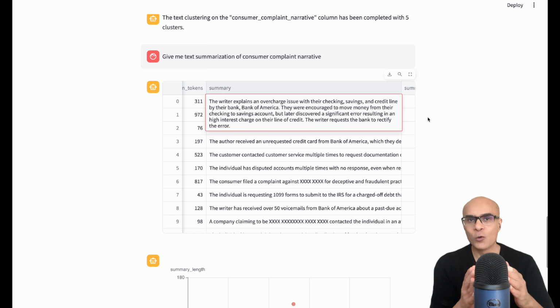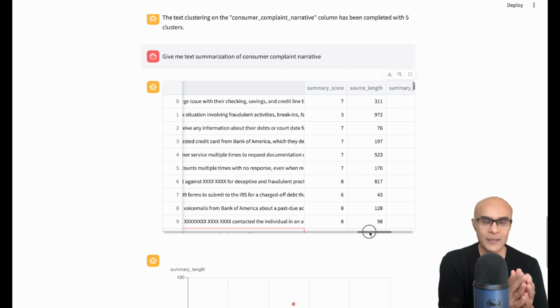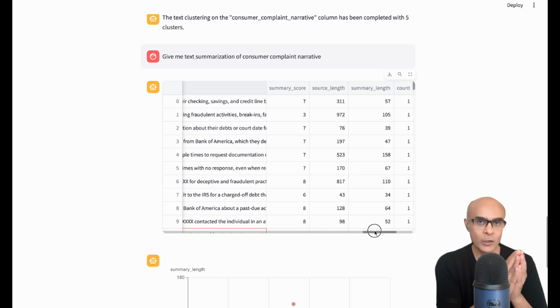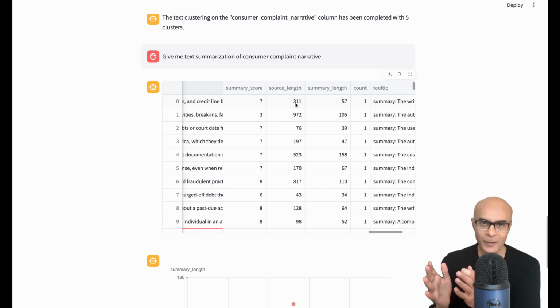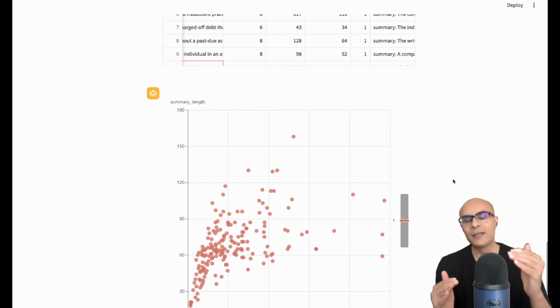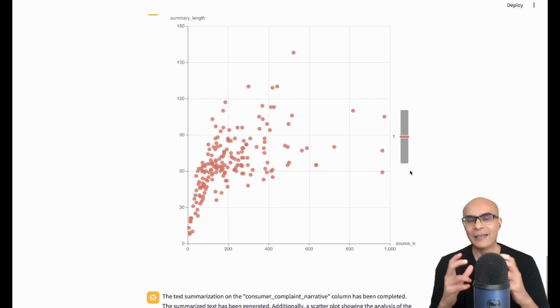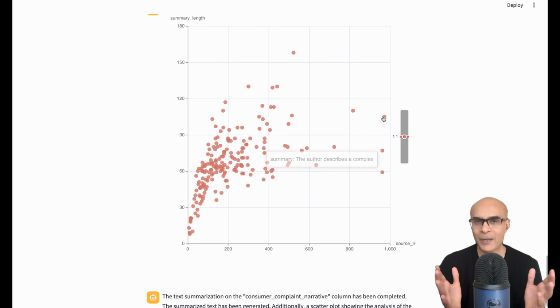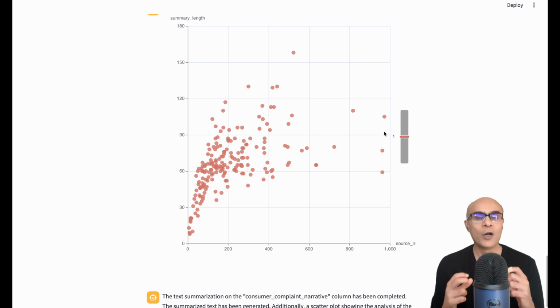In addition, you also have two new columns. You have a source length, which is the length of the original complaint, and then you also have the length of the summary. You can also plot these two columns as a scatter plot, and you can see here that some complaints which are more than 1,000 words have been summarized into just less than 100 words. Isn't that magical? This analytics is really going to help to understand the complaint rapidly and thus act on it rapidly.